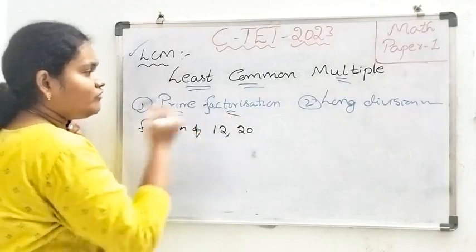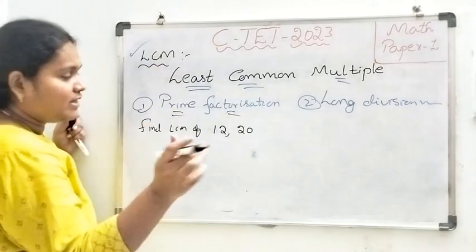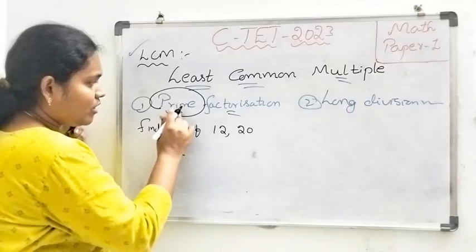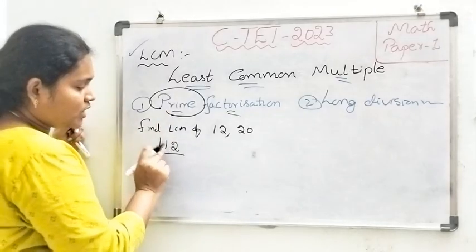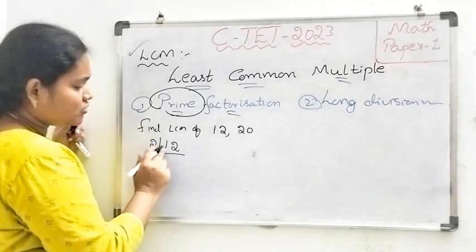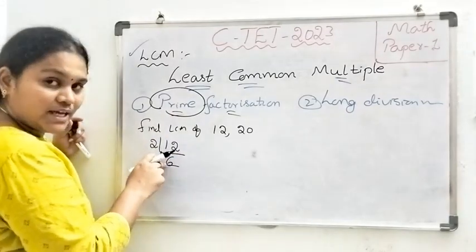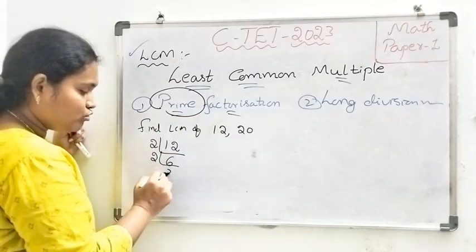But now what is prime factorization? No need to write all the multiples. In prime factorization, we should express the number in the form of prime numbers. So 12, with 2 you have to divide. 2 sixes are 12. Again with a prime number, if it can be cancelled with 2, again 2 threes.